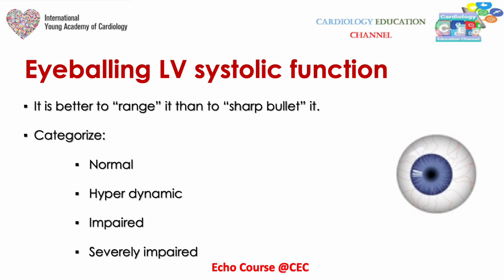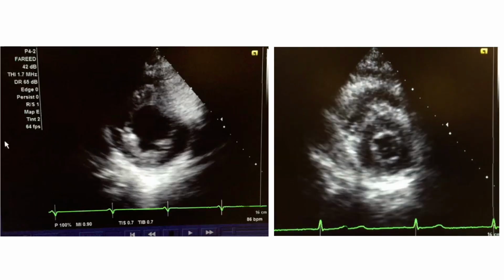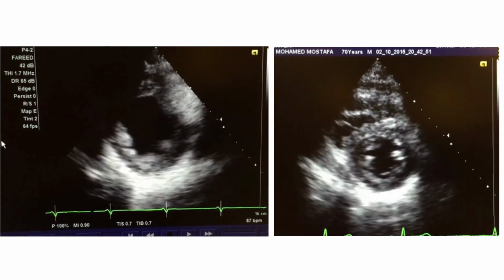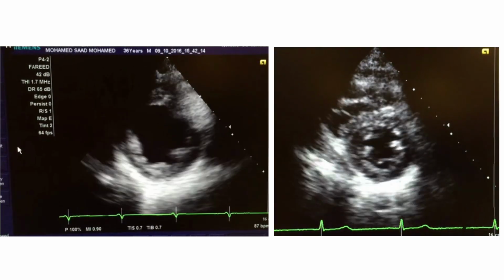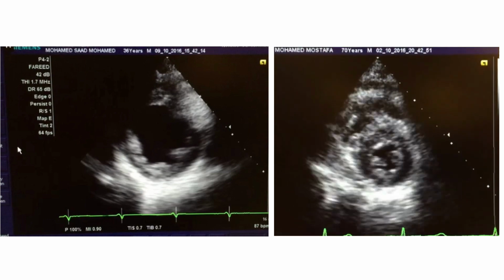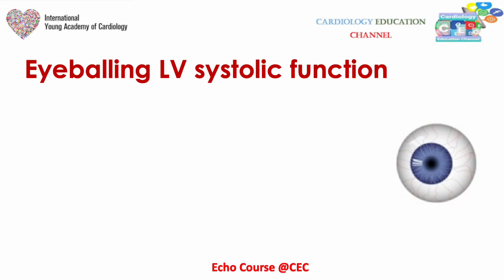It's better to give a range than a sharp number. With eyeballing, you are always putting a range, and the range is always around 5% in the ejection fraction. So you say it's 50 to 55, 60 to 65, but you don't give a sharp number like 60% or 63%. You don't do it by visual assessment. You should only classify what you are seeing into normal, hyperdynamic, impaired, or severely impaired. As you can see here, the one on the left side has a normal ejection fraction, but the one on the right side has hyperdynamic function. That's the difference you can see without taking any measurements, just by the eyeballing assessment.